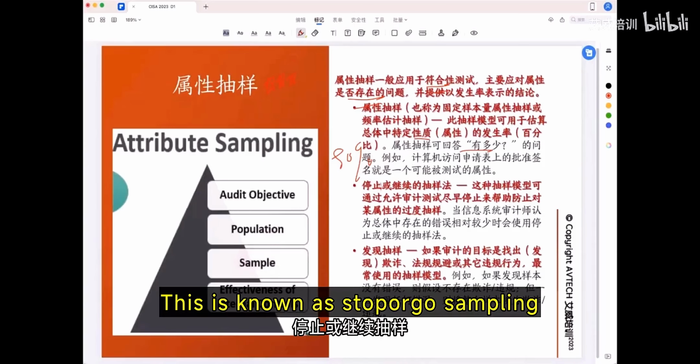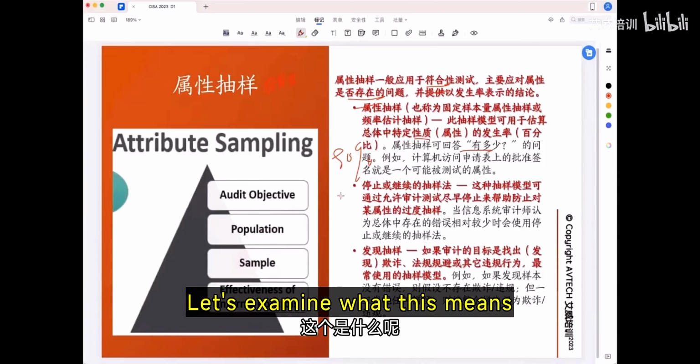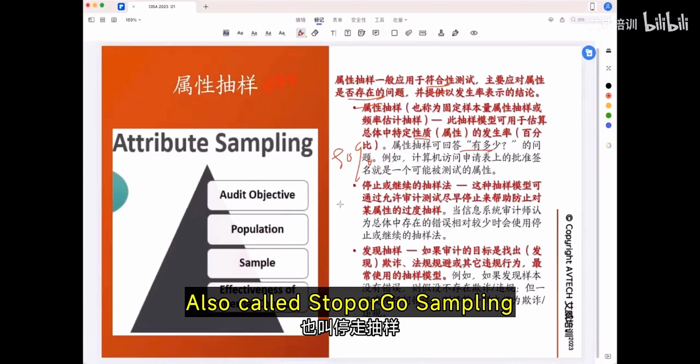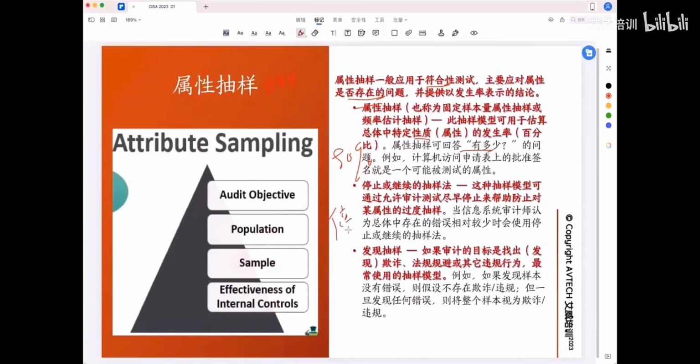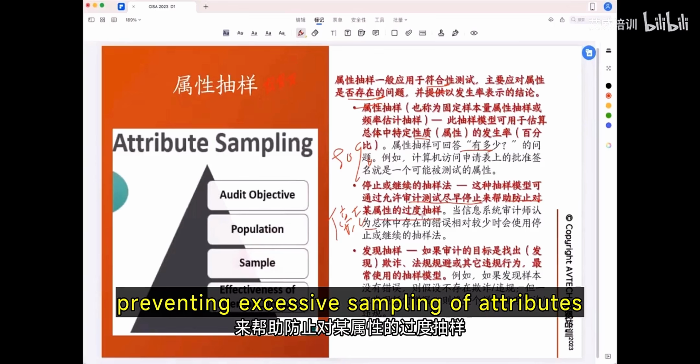This is known as statistical sampling. Let's examine what this means. Also called statistical sampling. Let's look at the definition. It enables early termination of audit testing, preventing excessive sampling of attributes.